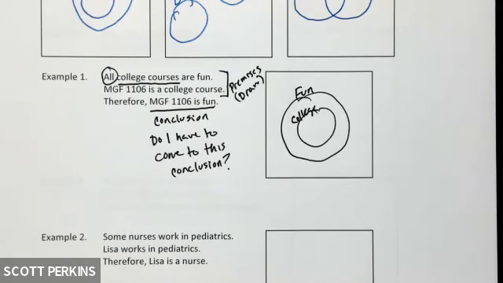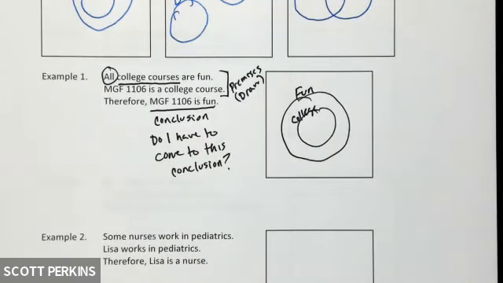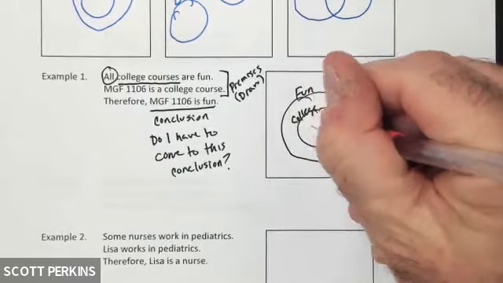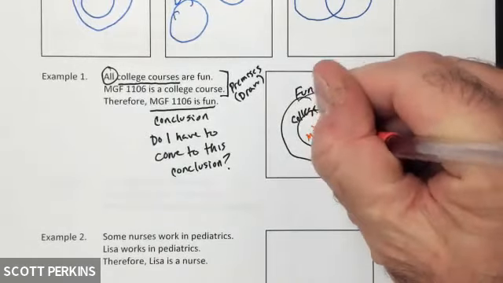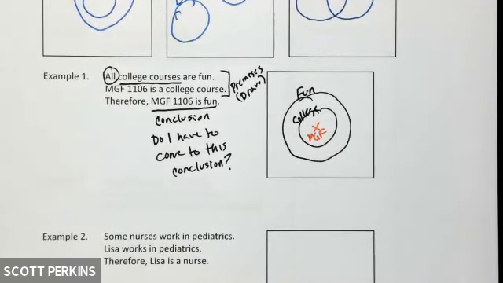So MGF 1106, now this is just one particular item. It doesn't have a quantifier. I don't need to draw a big circle. I just need to put this element in there somewhere. Where am I going to put MGF 1106? It's a college course, right? So it has to go in this circle right here. I'm just going to draw a little X, and I'm just going to label it the MGF. Again, just to save a little room, because I didn't really make the boxes probably as big as I should have, I'm just going to abbreviate.